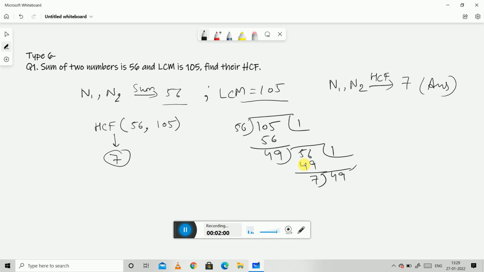So if you are given the sum of the numbers and the LCM of the numbers, then you simply need to find out the HCF of the sum and the LCM, and that is going to be the HCF of the numbers. Okay, so this was type 6. Let's move on to type 7.